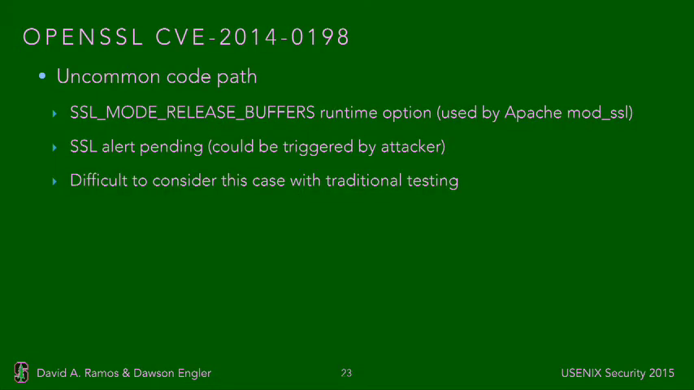Now this bug occurred on an uncommon code path. Both this SSL_MODE_RELEASE_BUFFERS option has to be used, and an alert has to be pending simultaneously. This type of uncommon path is typically missed by regression testing, and it's probably why this bug was not found. However, this option is used by Apache mod_ssl, so we believe it did affect a fair number of servers.